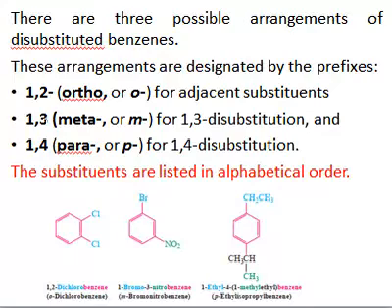Then in case the 2 substituents are at the 1-3 position, one at carbon 1 and the other at carbon number 3, we say the substituents have a 1-3 relationship and are said to be meta to each other. Meta is represented as a small m, written in italic. So the name for the structure will be 1-bromo-3-nitrobenzene. Just remember that the substituents are written in alphabetical order. B comes first, N comes later, so bromo will be written first and nitro later.